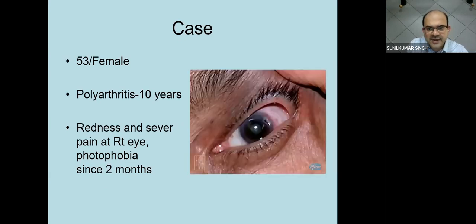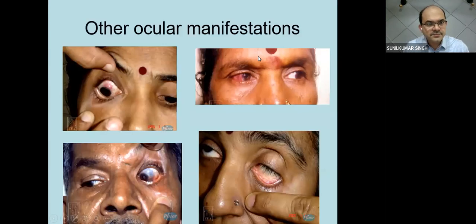And then when you look at the eye, you look at this picture, which shows you, I don't know if you can appreciate, but look at the cornea here. And this is a corneal melt, which is a sign of active RA-related vasculitis, which has actually perforated the cornea. So the other ocular manifestation, if you can see here, the redness in the eye, painless. This is episcleritis, the nodular scleritis, the progression of the scleritis, which causes thinning of the sclera, scleromalacia perforans. And here you can see the dryness of eyes with a ropey discharge.